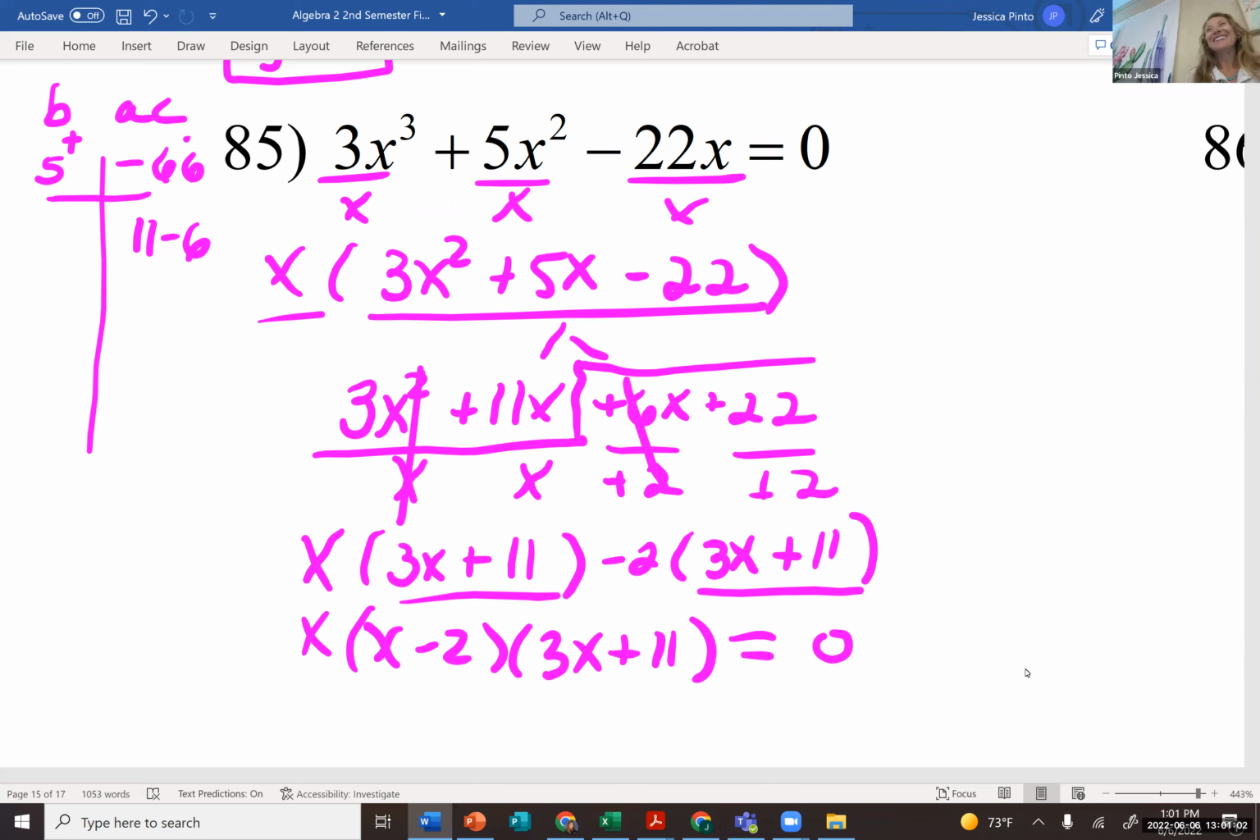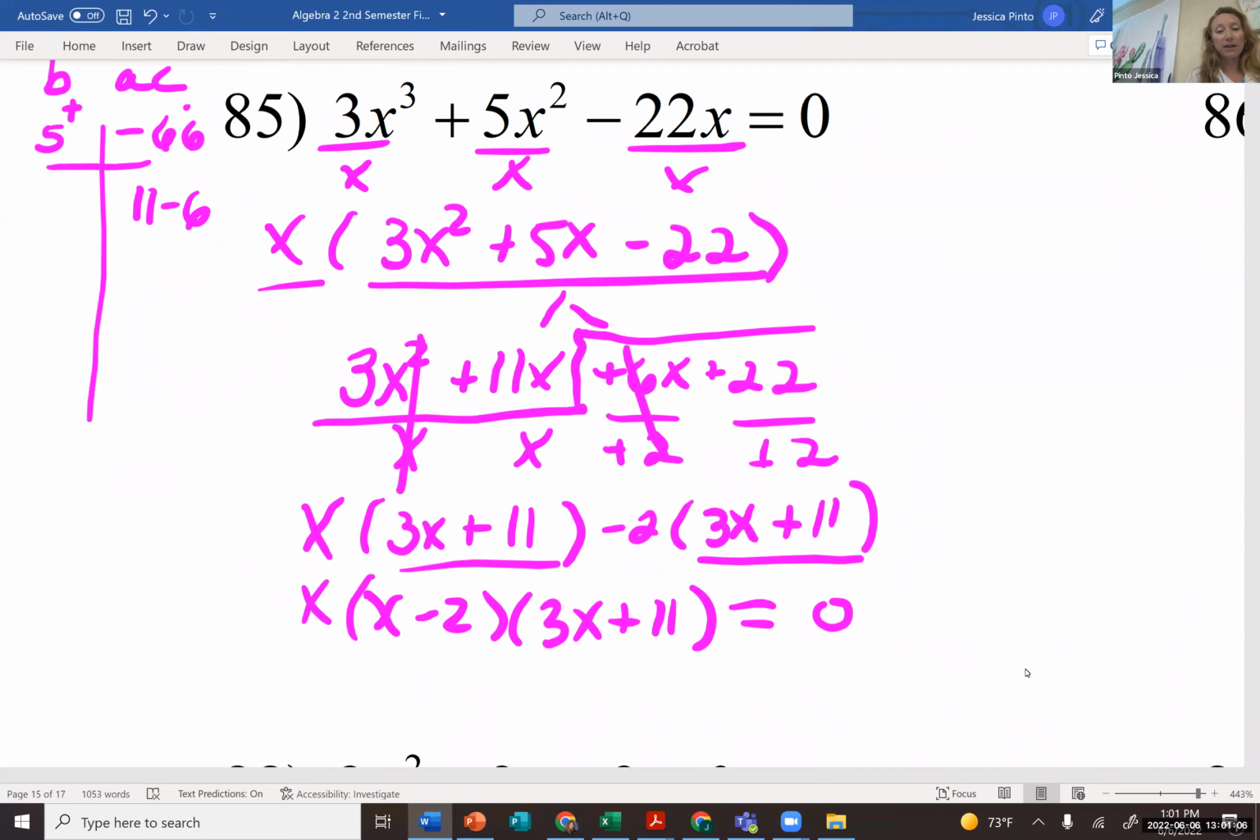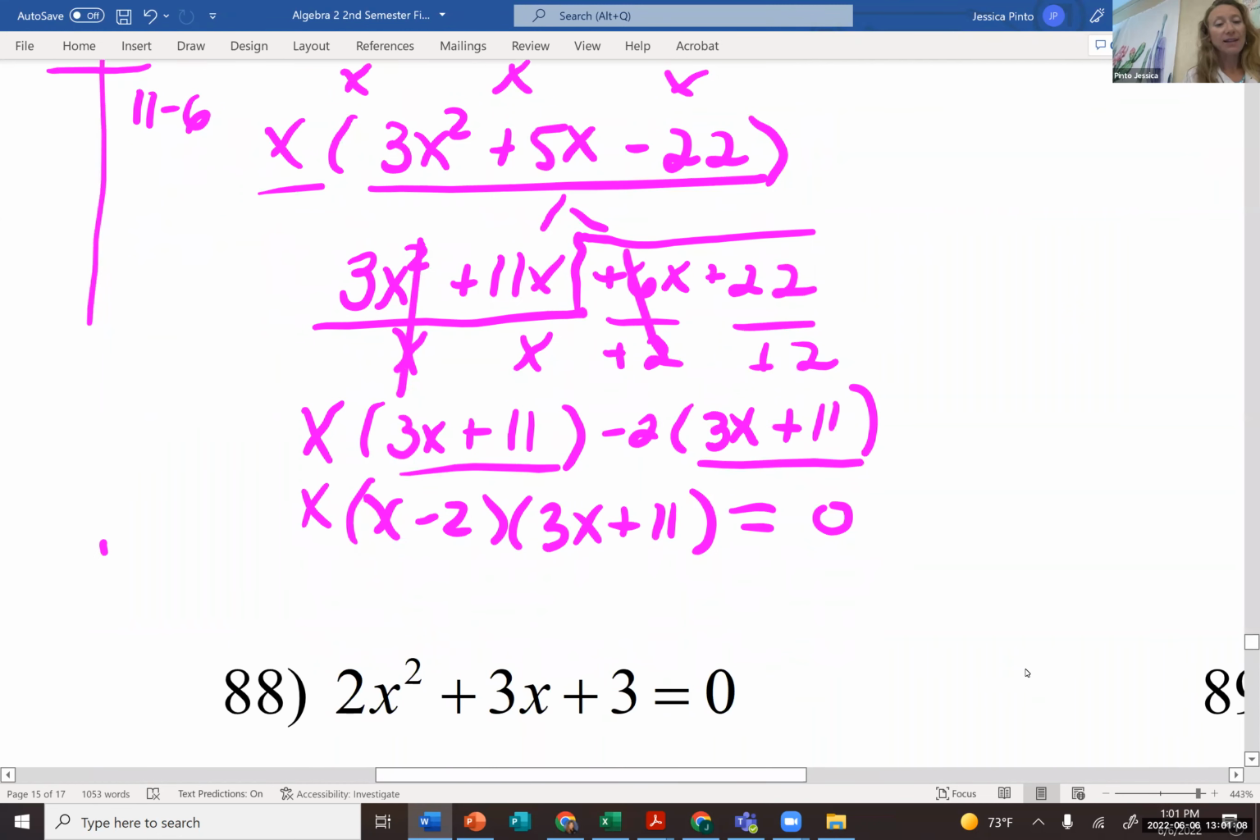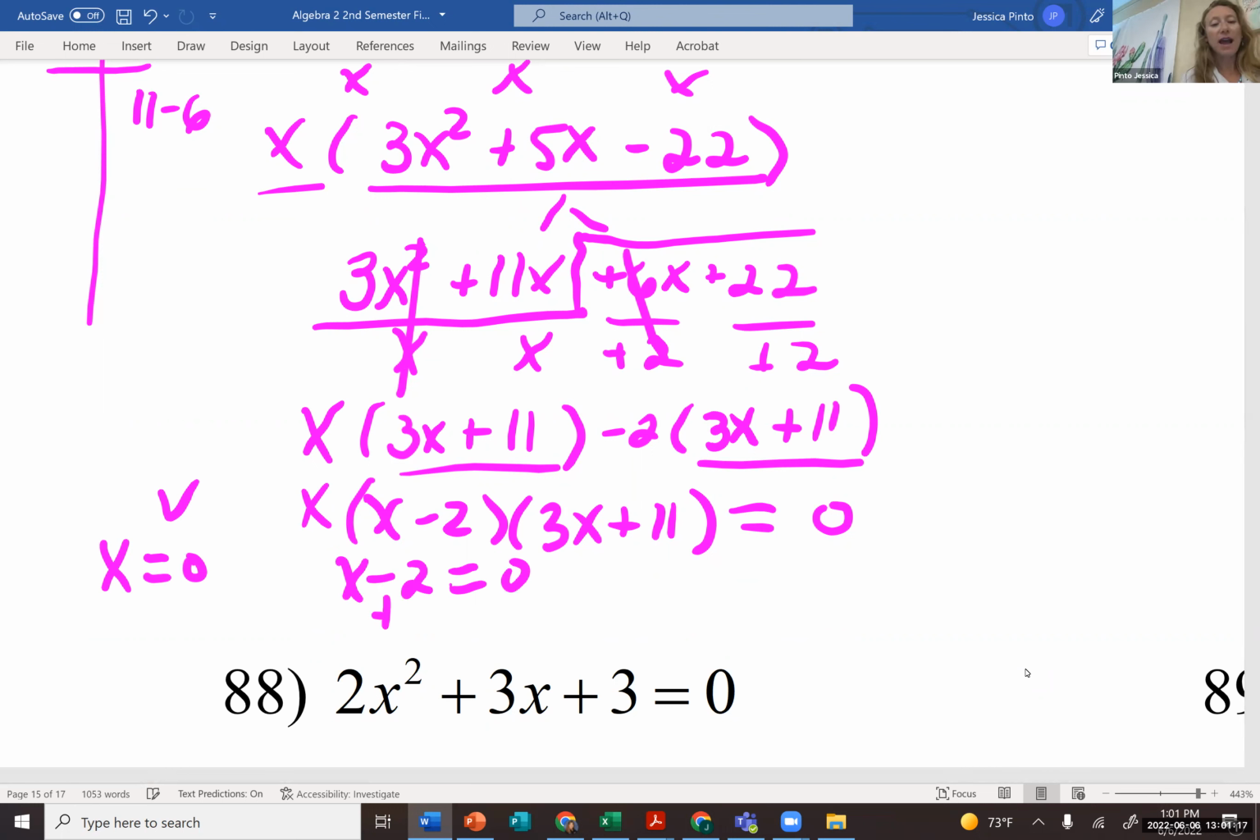Not done yet. Now I've got to set each factor equal to 0 according to the zero product property. So that's x is equal to 0. Check. That's my first answer. Then I have x minus 2 is equal to 0. So I add 2, and 2 is my second answer.